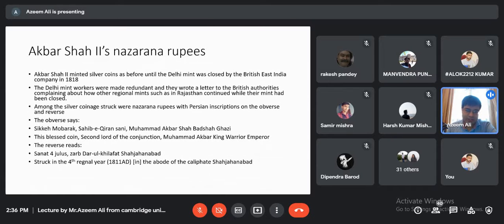Among the silver coins struck were Nazrana rupees, with Persian inscription on the obverse and reverse. The obverse says, Sikhe Mubarak, Sahib-i-Qiran Sani, Muhammad Akbar Shah, Badshah Ghazi, which means this blessed coin, second lord of the conjunction, Muhammad Akbar, king, warrior emperor. The reverse reads Sanat Chahar Julus Zarb Dar al-Khilafat Shahjahanabad, which means struck in the fourth regnal year, 1811, in the abode of the Caliphate, Shahjahanabad.